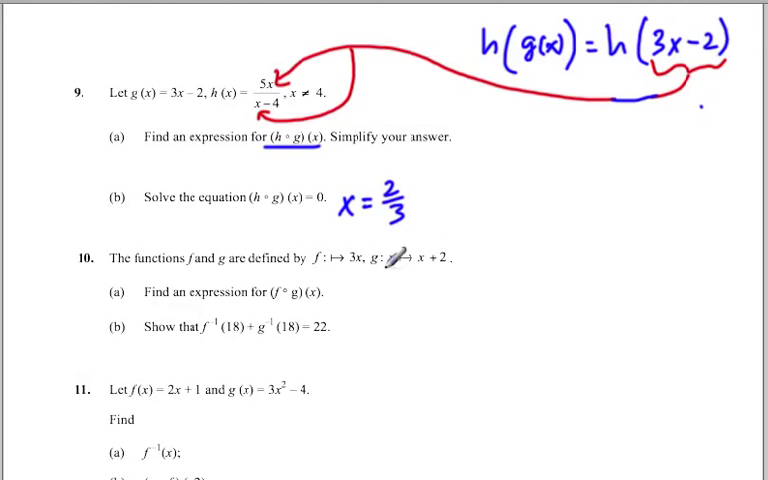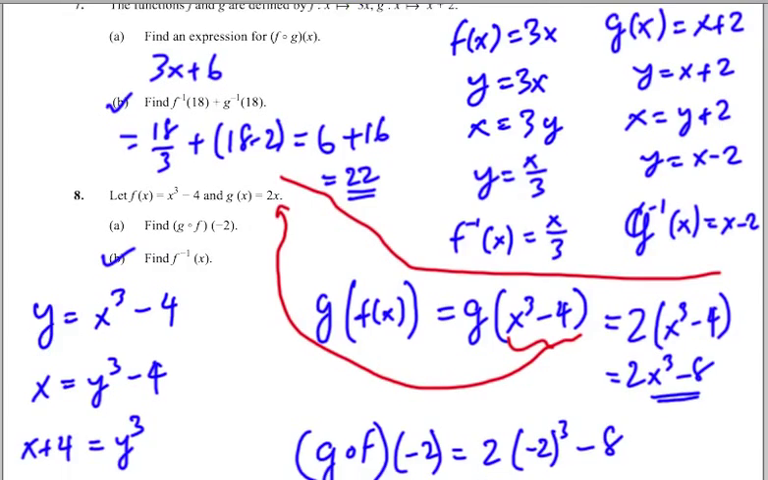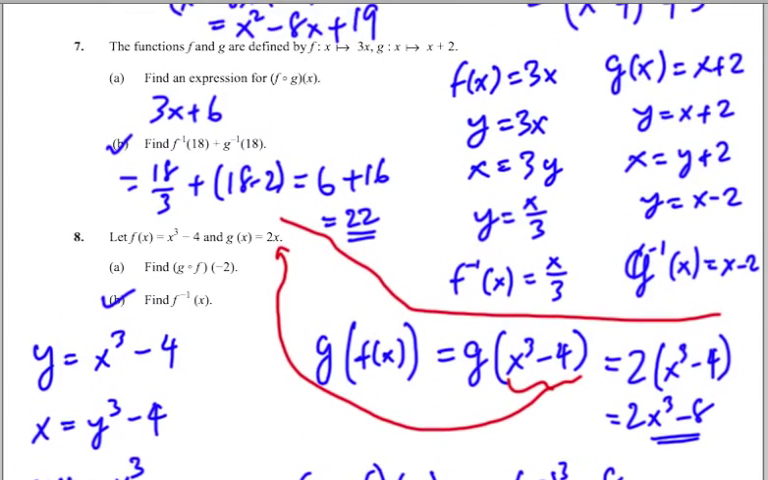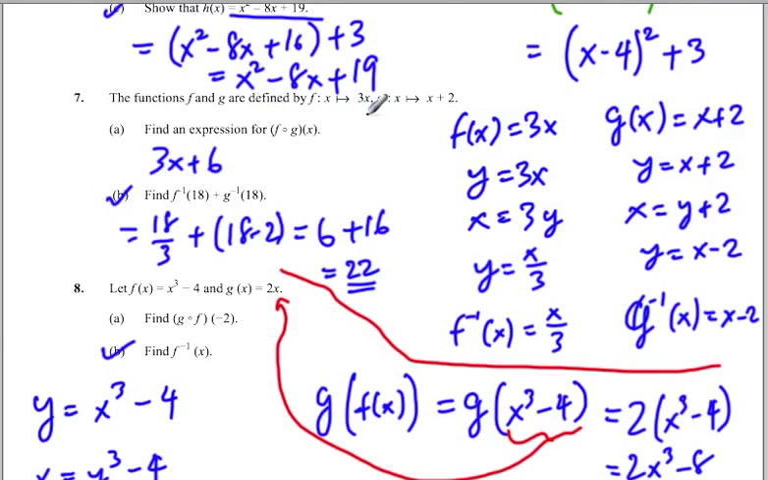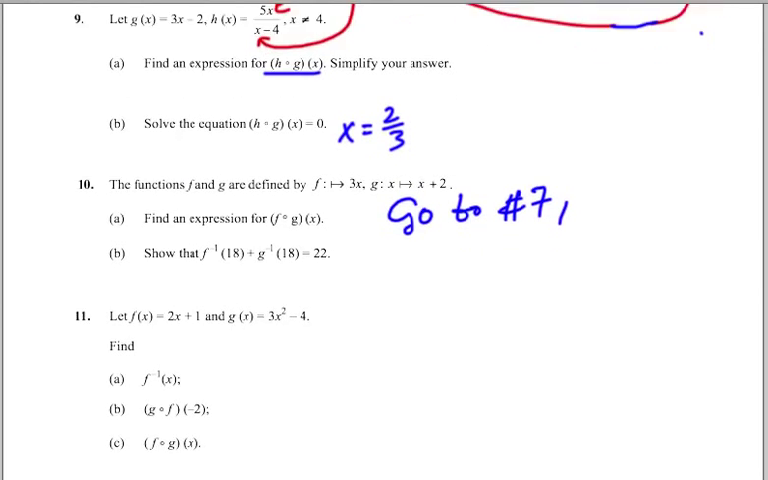The functions f and g are defined by this. Remember, as we said, this is almost exactly like the problem that we did. Let me just scroll back. This is almost exactly the problem that we did here. Actually, it's not almost exactly, it is exactly. It's number 7. So all you have to do is go to number 7, and you'll see the same solution. So I'm not going to do it again, because you can just scroll back to number 7 and see how we got number 10.